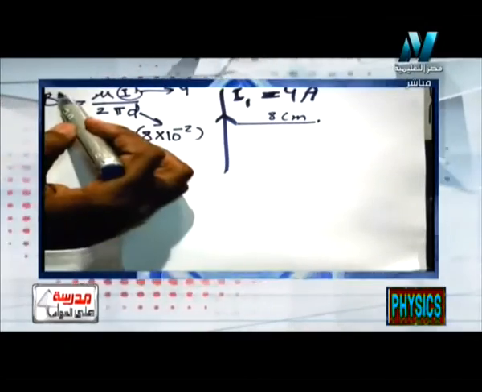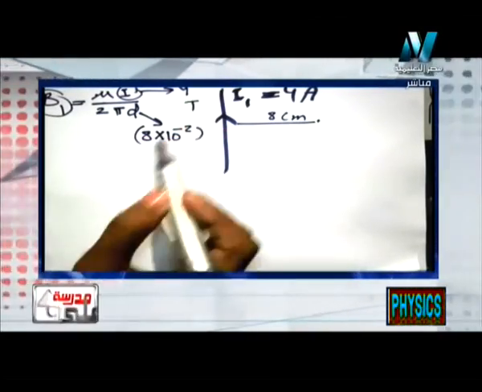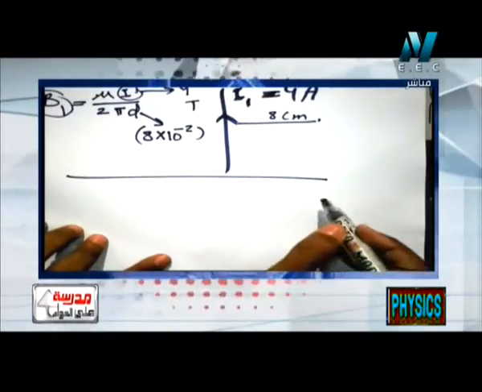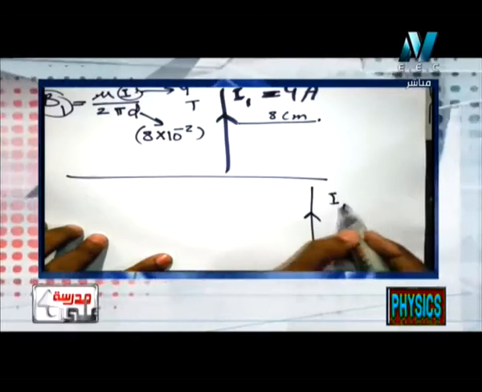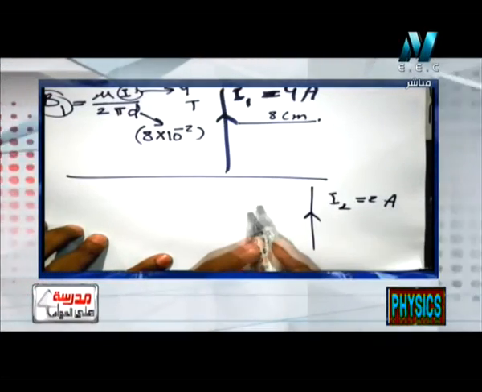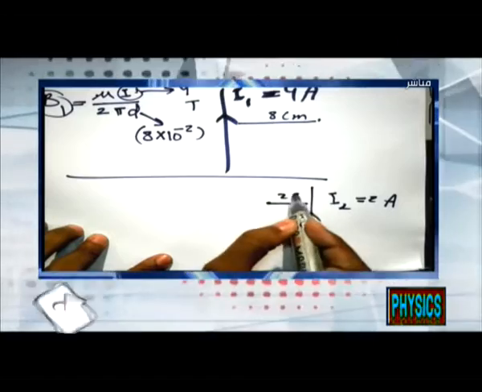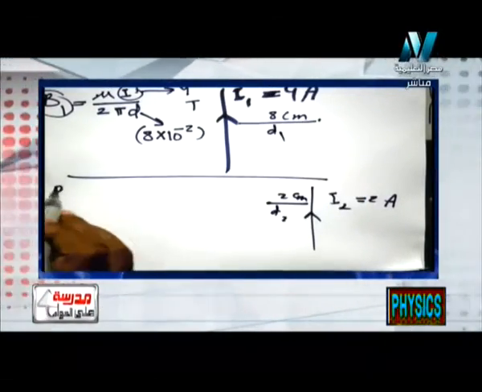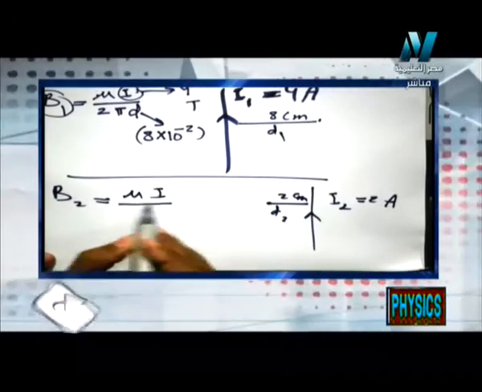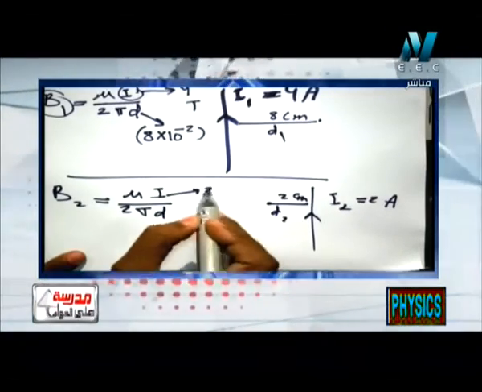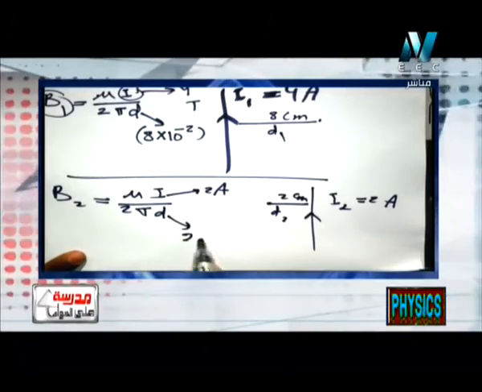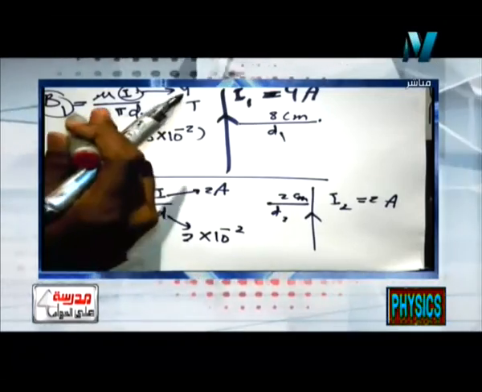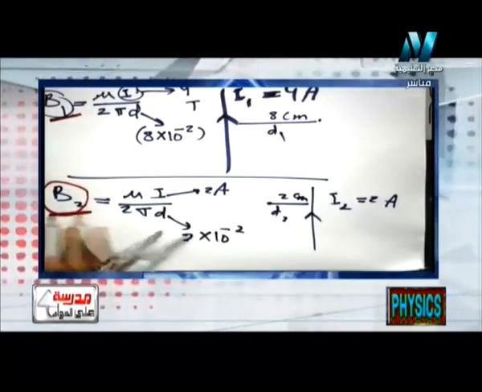So here we can find beta 1. This is for beta 1. For the second wire, I2 carries current of 2 ampere and the point is located away from it by 2 centimeter. So here, this D1 and this D2. So here, beta 2 equals mu I over 2 pi D. I here equals 2 ampere. The distance here is 2 centimeters, so 2 multiplied by 10 power negative 2. So here, we can find beta 1, then we can find beta 2.